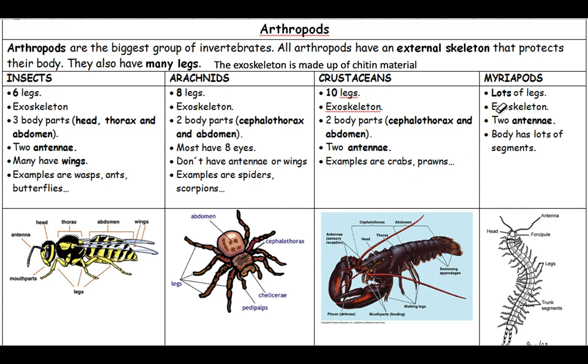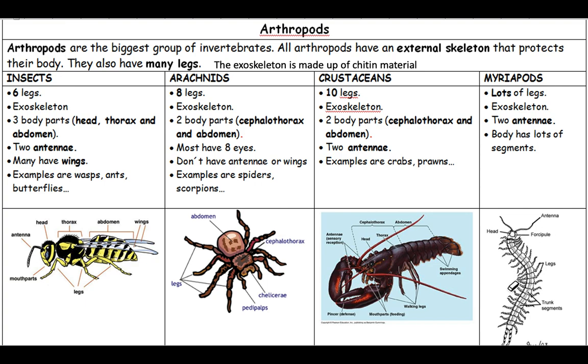And then we have myriapods. Myriapods have a lot of legs. They have an exoskeleton and two antennas, and the body has a lot of segments. If you look at the body of this animal, it has a lot of segments. The body is divided into many parts, you can't even notice. And then so many legs, and it has a pair of antennas, and so forth.